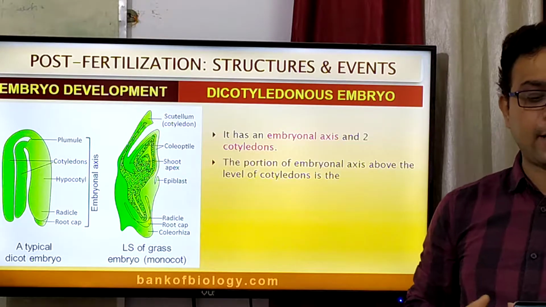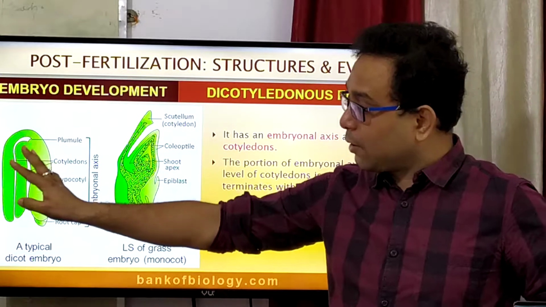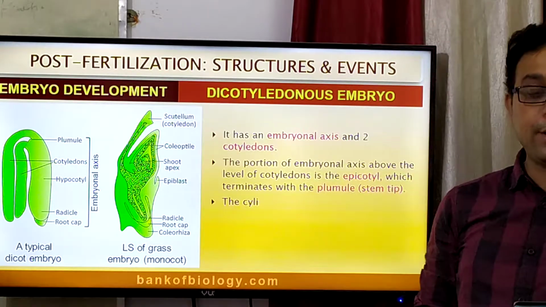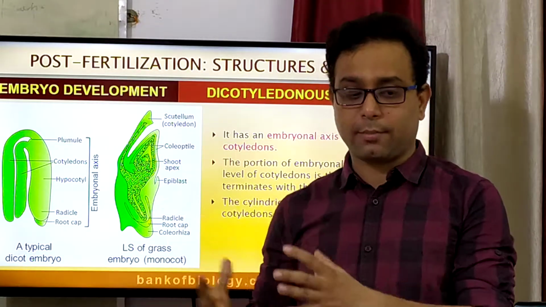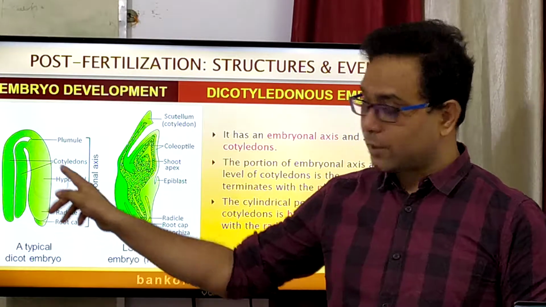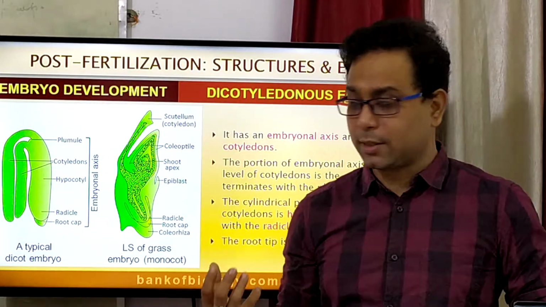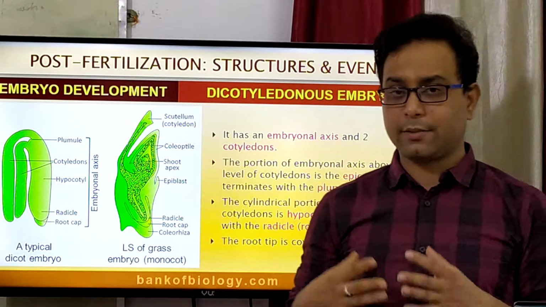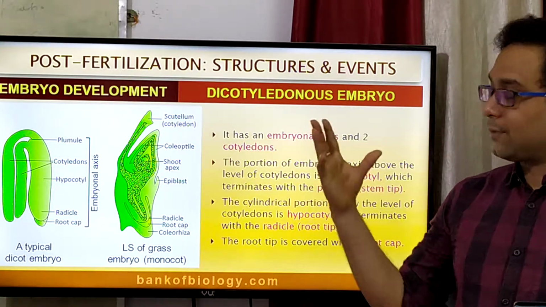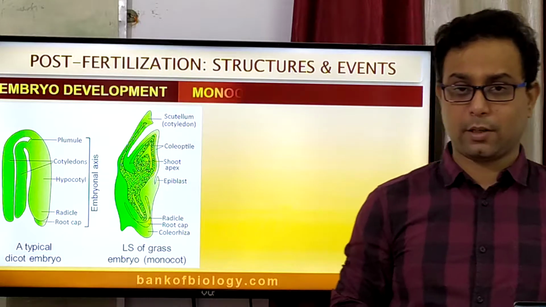But now we discuss the structure of the embryonal axis above the cotyledons. That means this part is very important. It is called the epicotyl. The epicotyl and hypocotyl are two regions which terminate at a particular junction point. It is called the plumule. Plumule is the point from where the shoot is developed. Now the cylindrical portion just below the level of the cotyledons is the hypocotyl, right? This one is the hypocotyl, and it terminates at the radicle. Radicle is where the root is generated, and the radicle is covered by the root cap. What is the function of the root cap? The root cap protects the radicle, right? So this is the most important structure of the dicotyledon embryo. Most important are the plumule, radicle, hypocotyl and epicotyl. Bear these terms in mind.